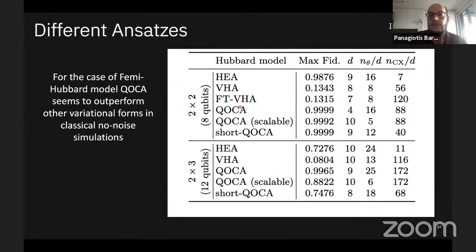If you would like to see it in numbers, in the table that we have here, QOCA seems to outperform any other ansatz that we have used, including the variational Hamiltonian ansatz, the heuristic efficient ansatz, and the Fourier transform Hamiltonian ansatz. The same holds for the case of 12 qubits, but here it clearly seems that the problem is much more difficult to tackle. The important thing to note is the number of parameters per layer: we have quite many parameters, and the number of CNOTs is also quite high for the case of QOCA.